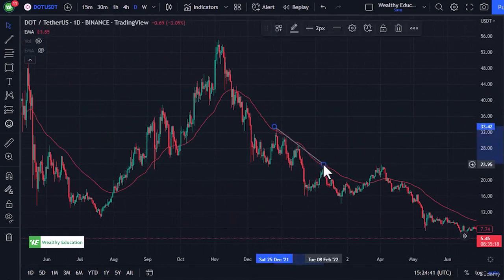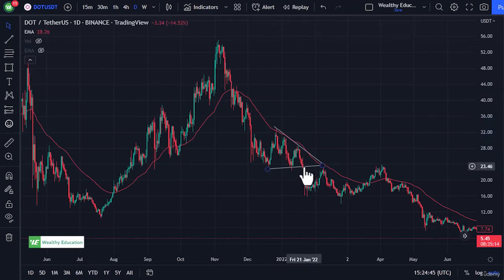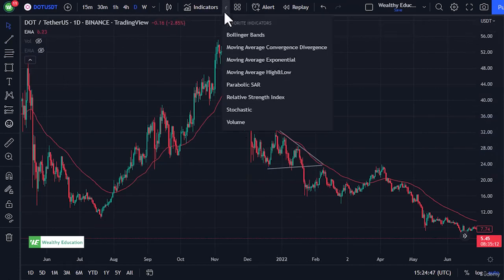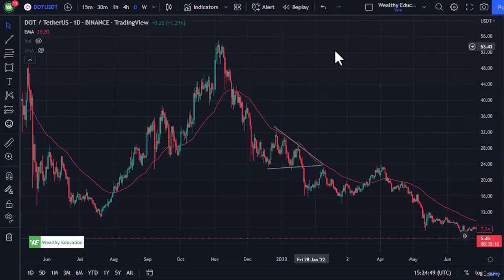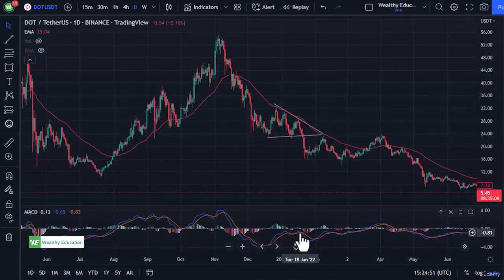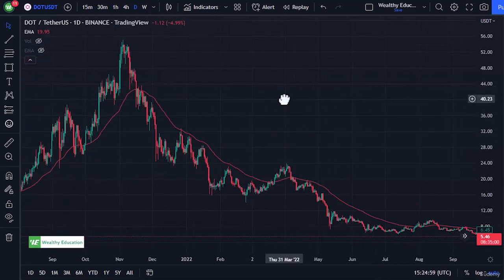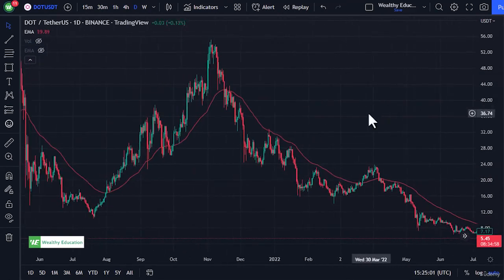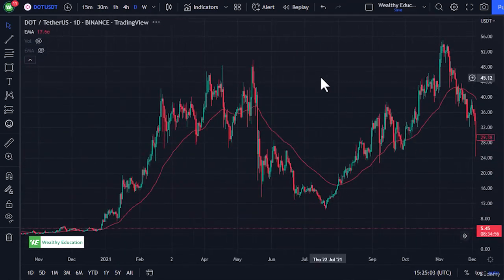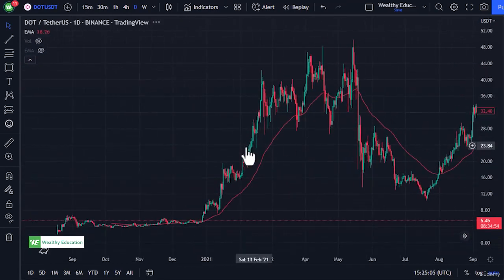Polkadot here has a descending triangle right along the 50-day EMA. The MACD is nowhere near being positive, and in fact crossed over to the downside again, showing even more weakness. So really no reason to doubt the validity of this going lower.